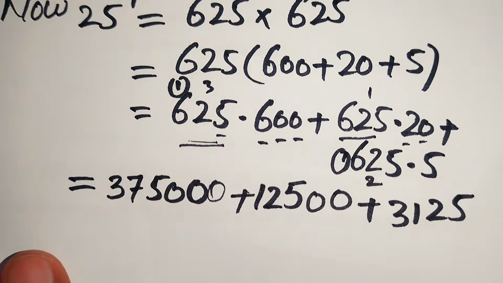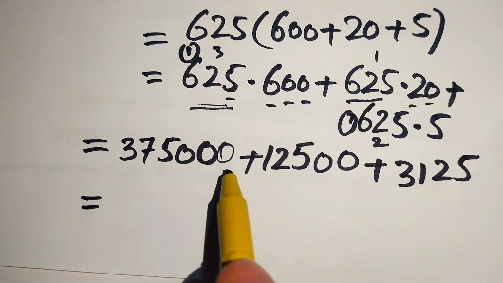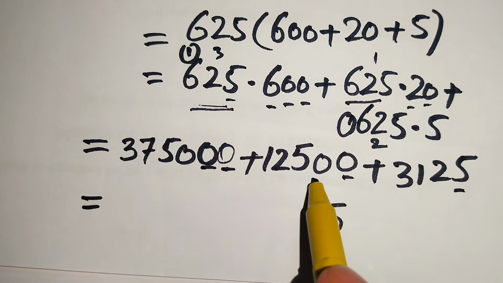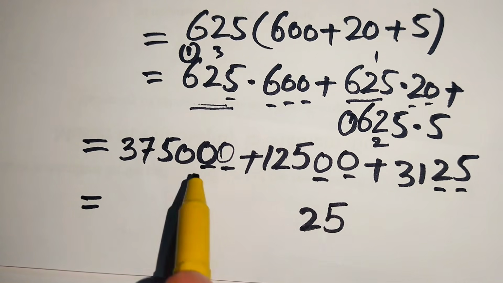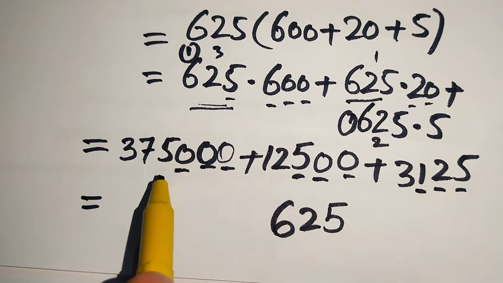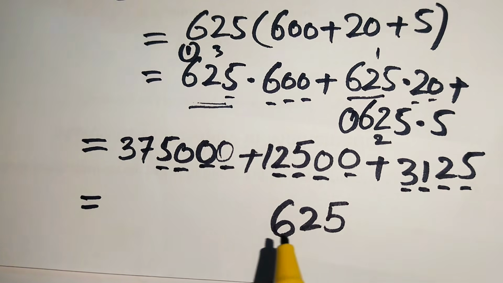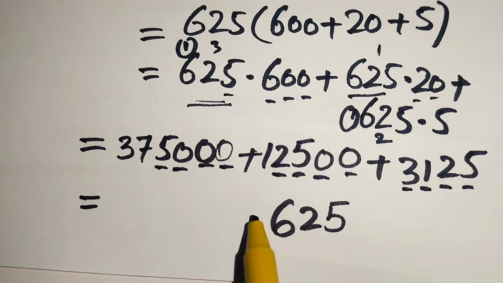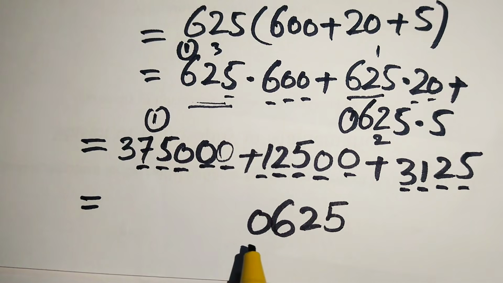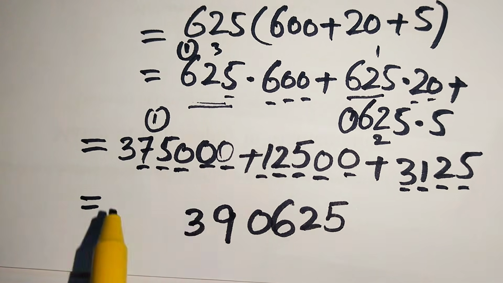So in the next step we need to sum up all of these values. So we have 0 plus 0 plus 5 becomes 5, and 0 plus 0 plus 2 becomes 2, and 0 plus 5 becomes 5, 5 plus 1 becomes 6, and 5 plus 2 becomes 7, 7 plus 3 becomes 10. So we write 0 and carry 1. So 7 plus 1 becomes 8, 8 plus 1 becomes 9, and here we get only 3.